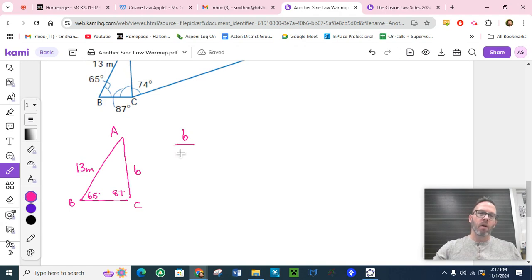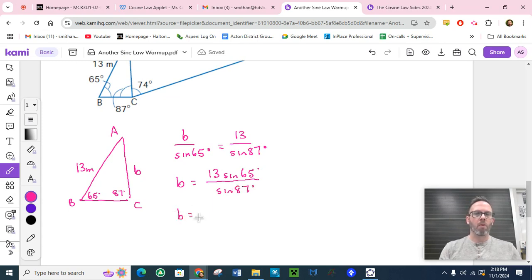I know you guys have done a lot of this already, maybe a bit of overkill, but a bit of repetition is not a bad thing. B over sine 65 equals 13 over sine 87. And I'll continue to show the minimum amount of work finding sides with the sine law. 13 divided by sine 87 equals, to one decimal place, 11.8. 11.79817021, blah blah blah. And that's meters.